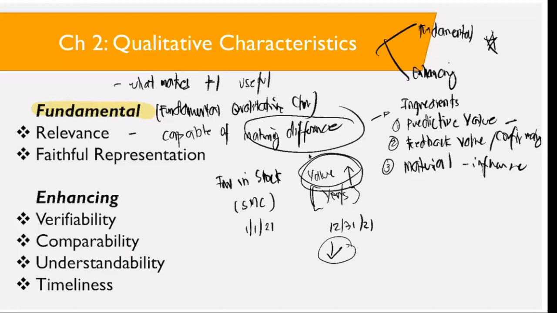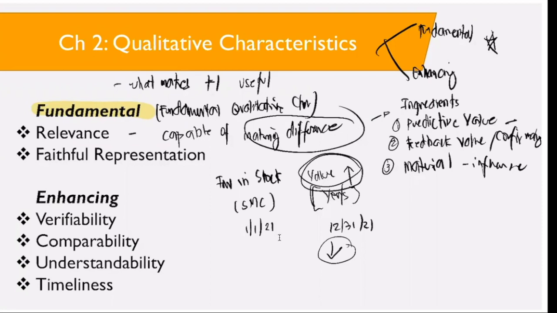Okay, so what again are the ingredients of relevance? We have predictive value, capable of being predicted. So you can predict whatever is the effect of that particular transaction or event. Feedback value, can confirm or have a feedback out of your prediction. Materiality, so long as it can influence your decision making. Okay? So again, that is for relevance. Next, we have your faithful representation.